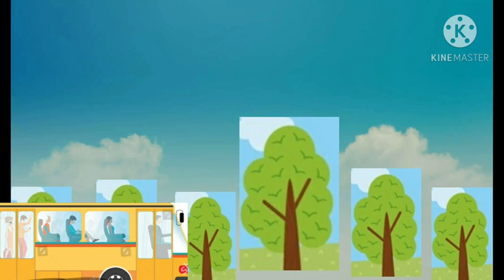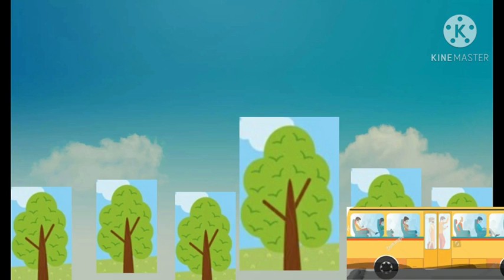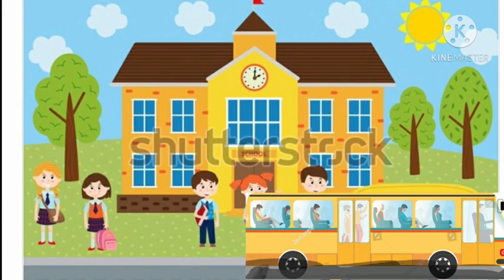Our next topic is slow and fast motion. Suppose that you are sitting near a window of a moving bus and looking outside. The trees outside will appear to be moving backward. But to a person standing on the road, the trees will appear stationary.